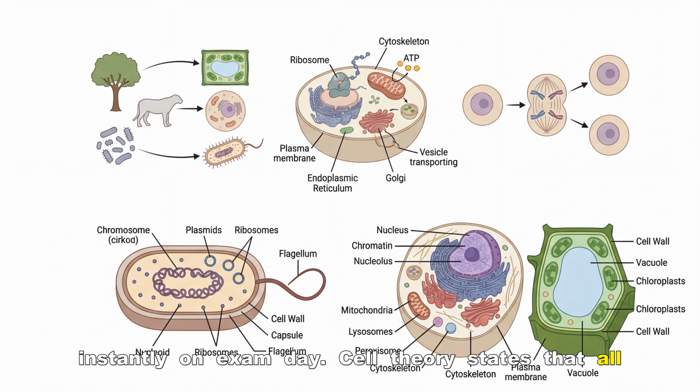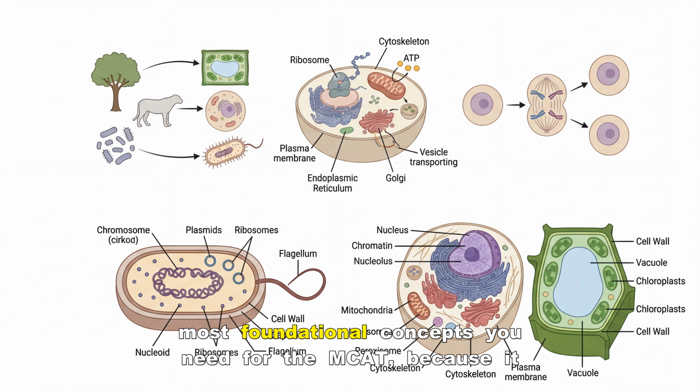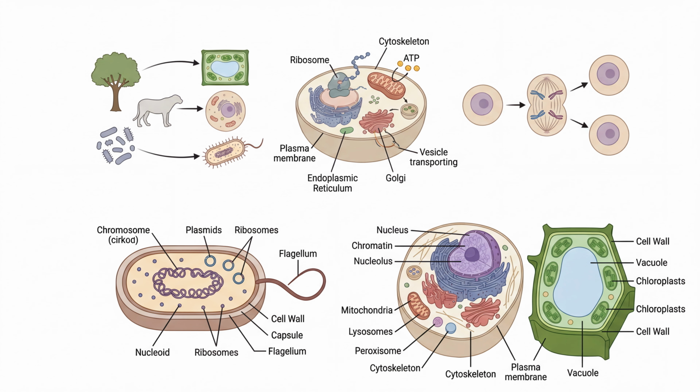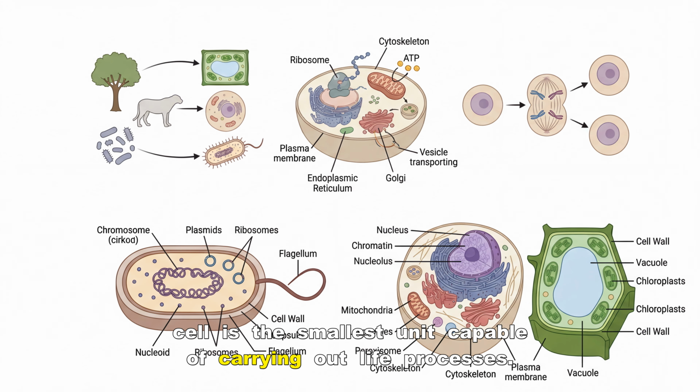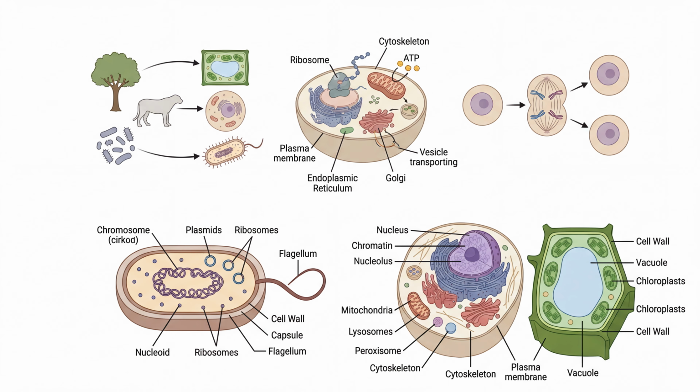Cell theory states that all living organisms are composed of cells. The cell is the basic unit of life, and all cells arise from pre-existing cells. This is one of the most foundational concepts you need for the MCAT because it frames how we think about all biological systems. There are three classic components. 1. All living things are made of one or more cells. 2. The cell is the smallest unit capable of carrying out life processes. And 3. Cells come from other cells through division. A helpful mnemonic is all, basic, come, or ABC of cell theory.